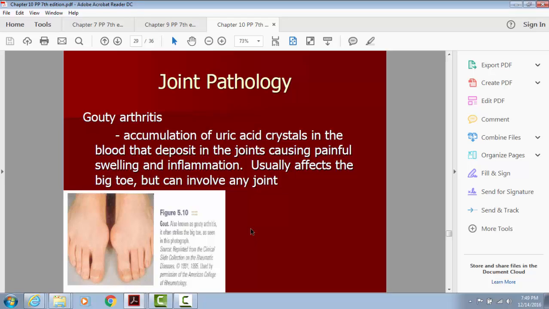Another form of joint pathology that your book talks about is gouty arthritis. Gouty arthritis, or gout, is an accumulation of uric acid crystals in the blood that deposit in the joints, causing painful swelling and inflammation. The odd thing about gout is that it most commonly affects the large toe, the great toe, but it can involve any joint. And so what happens is that joint will swell up and it will become excruciatingly painful for the patient, to the point where they have a lot of problems walking because of the swelling and the amount of pain.